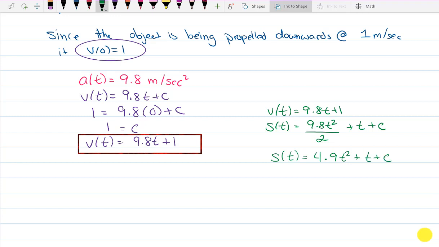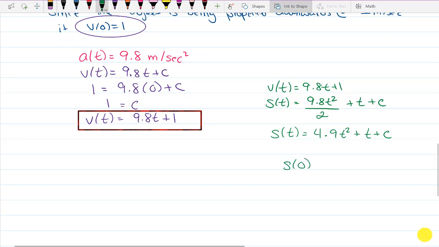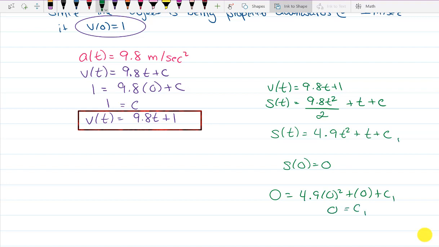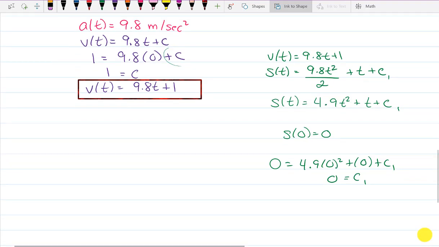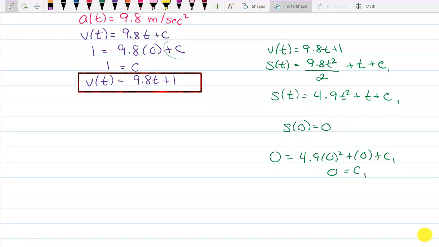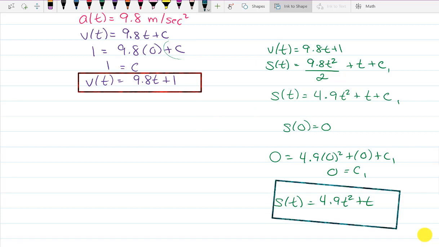Well, we know our initial position, s of 0, is equal to 0. So we set the whole thing equal to 0, and we plug in 0 for every t value. So c here is 0. And I want to point out this c is different than this c, so I'm going to write a subscript of c sub 1 just to alleviate any confusion. So our position formula then is 4.9t squared plus t. And that's it. That's all there is to it for finding initial value problems. Again, the AP test loves these, so let's make sure we know how to do this.